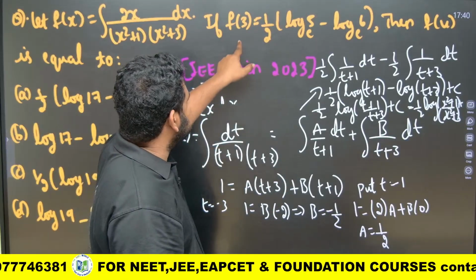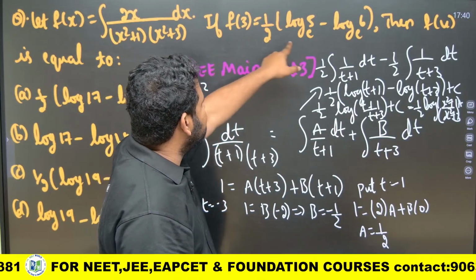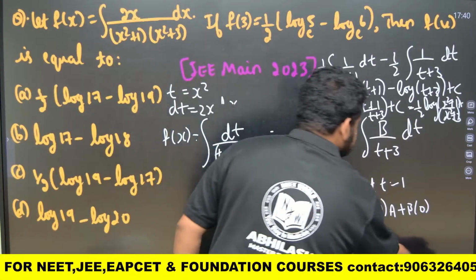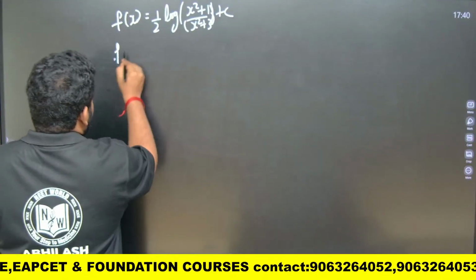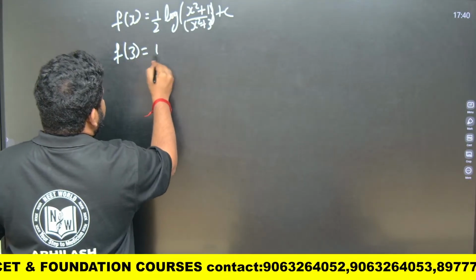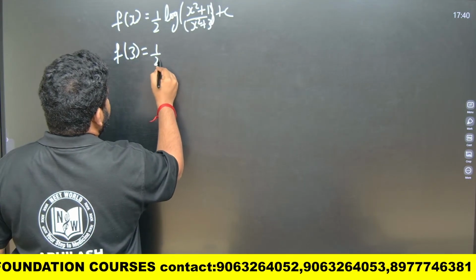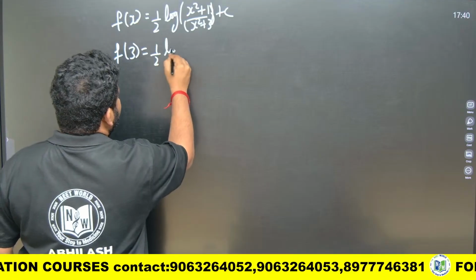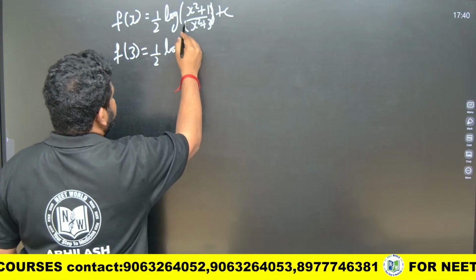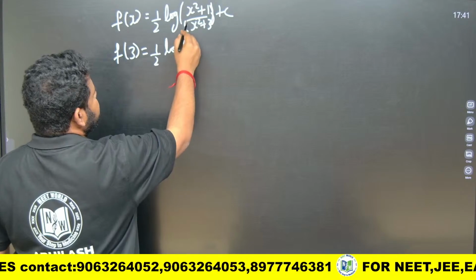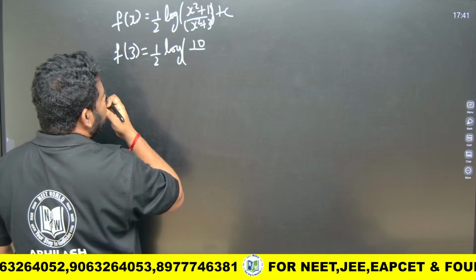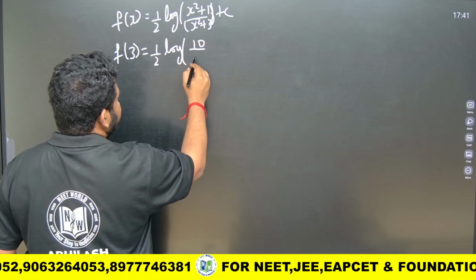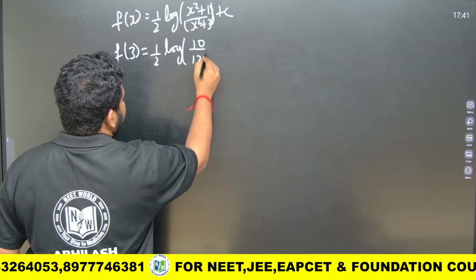Now, what are they telling? F of 3 is equal to 1 by 2 log 5 minus log 6. F of 3, this is what they are telling. If I put 3 in f of x, what will I get? 1 by 2 log of 3 square plus 1, that is 10. And 3 square plus 3 is 9, 9 plus 3 is 12, plus c.